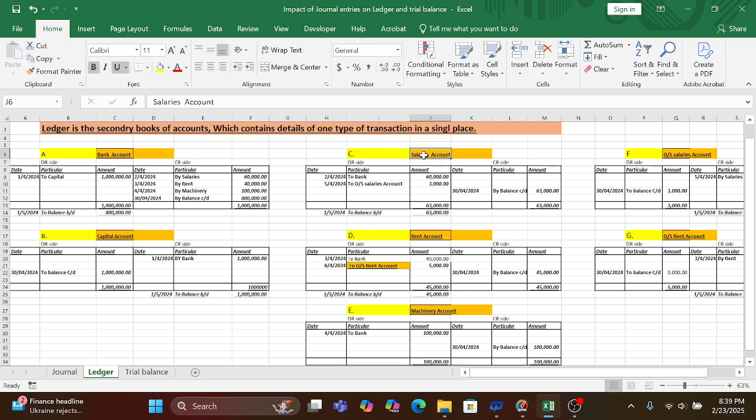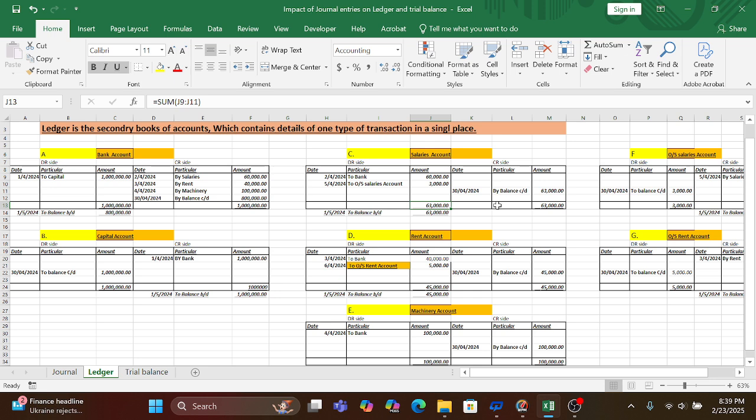And in a salary account our balance is 60,000 in debit, but in the credit side we don't have any balance, so we have to close our balance in the credit side by balance c/d, that's 63,000. Like in the rent account we have a total balance, if you see, our total balance is 45,000. But in the credit side we don't have any balance, so we have to close our balance in the credit side, that's 45,000.